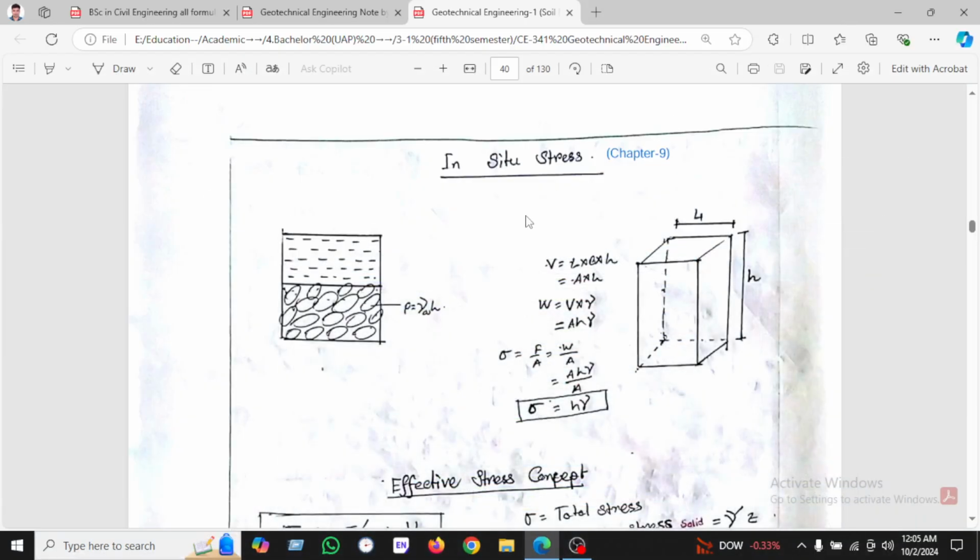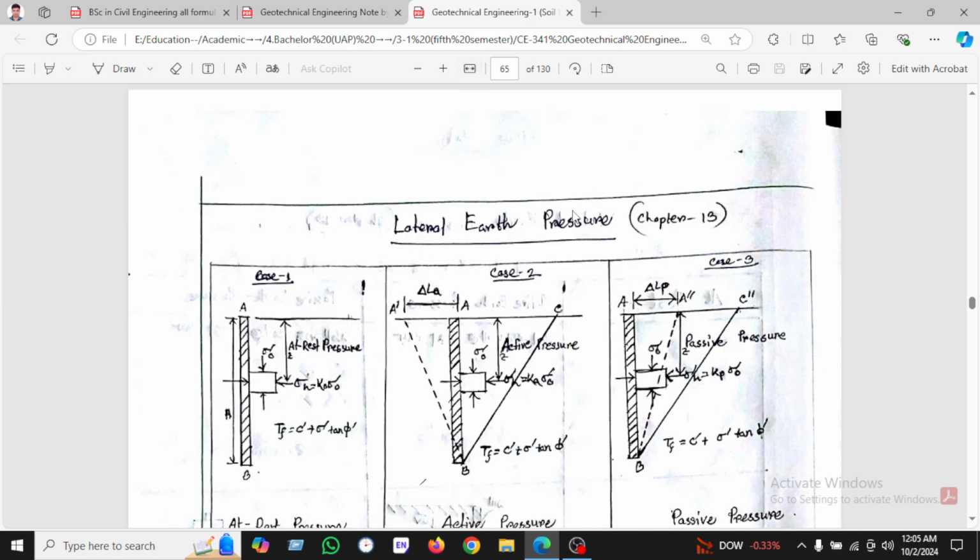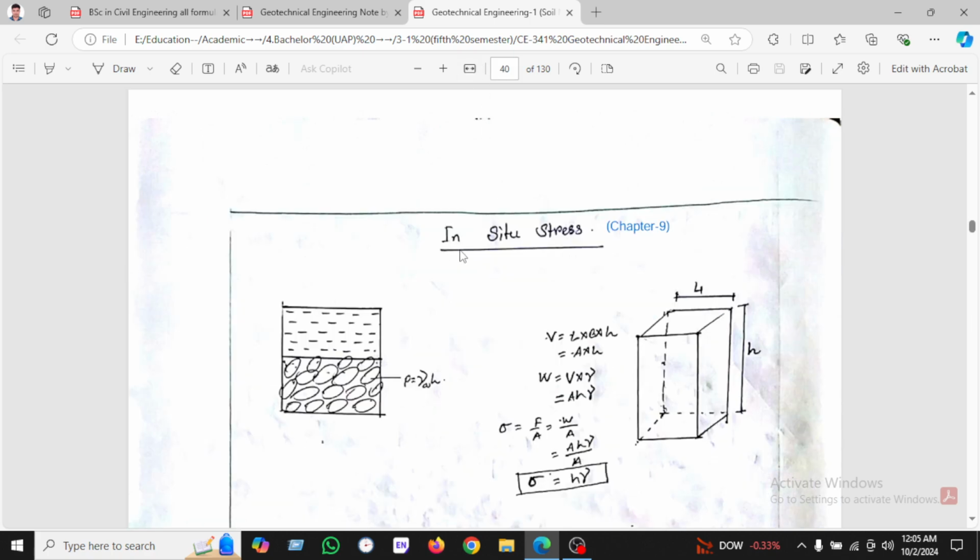Hello everyone. Today I'm going to deliver a lecture on in situ stress and lateral earth pressure. So let's start from in situ stress. Here is the in situ stress.